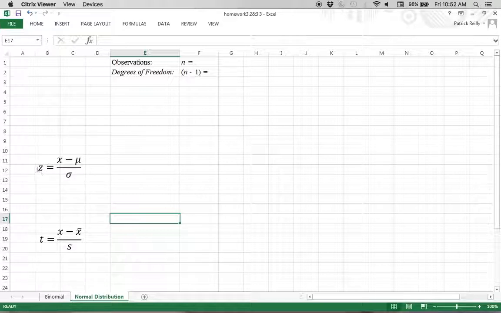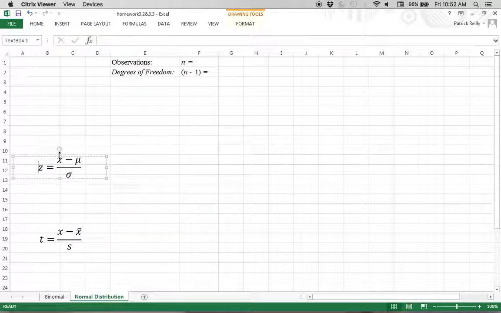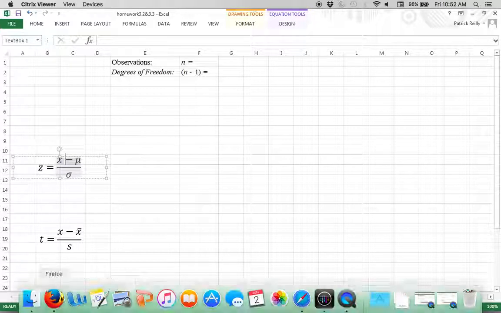So here, z equals the value you're looking at, x, minus the mean, the population mean, mu, divided by sigma, standard deviation.